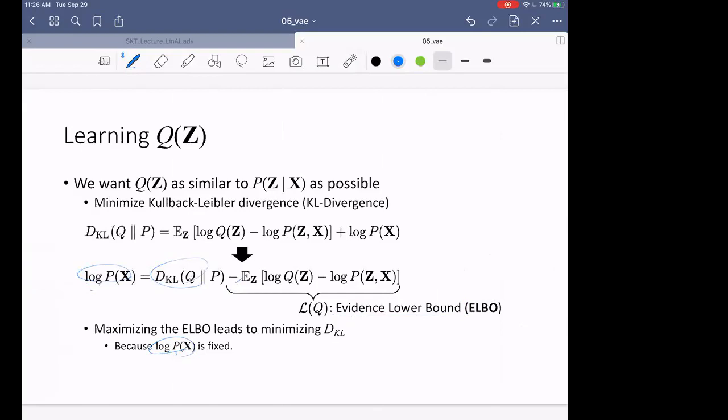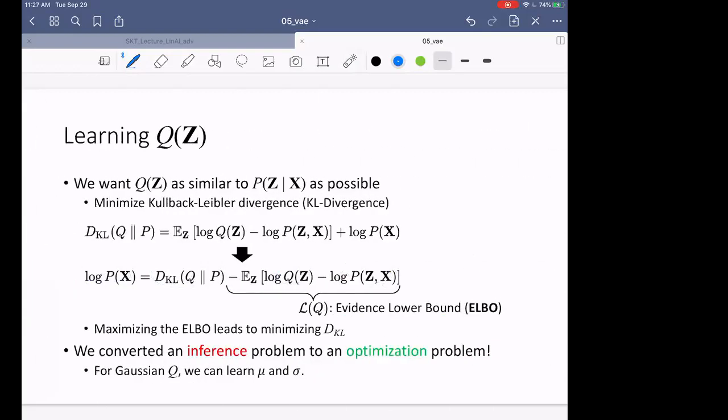The good thing is Q(z) and P(z|x) are rather tractable, unlike the P(x) term here. You can assume that they take a certain form. Q(z) is usually a Gaussian distribution. This is also similar to Gaussian, and this can also be a Gaussian distribution. Then they can be treated analytically, with pen and paper.